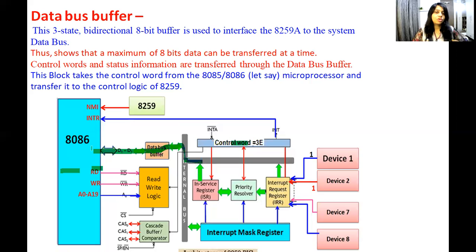Suppose 8086 wants to perform a read operation. Suppose there are 3 registers: interrupt service register, priority resolver, and interrupt request register. Suppose 8086 wants to read the status of this register. Status means what is stored in the interrupt service register. Suppose there is 11110000, and 8086 wants to receive this data or read the status of this register, then that data will also flow through the data bus buffer. So the data bus buffer is for data transmission and for receiving data from 8259.